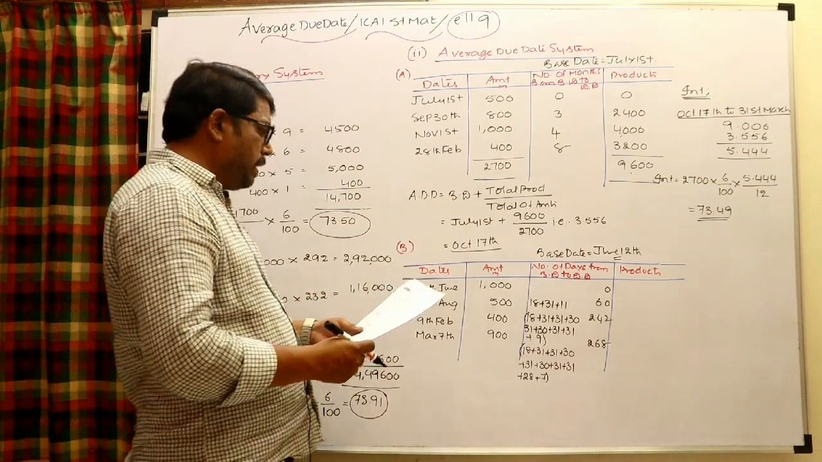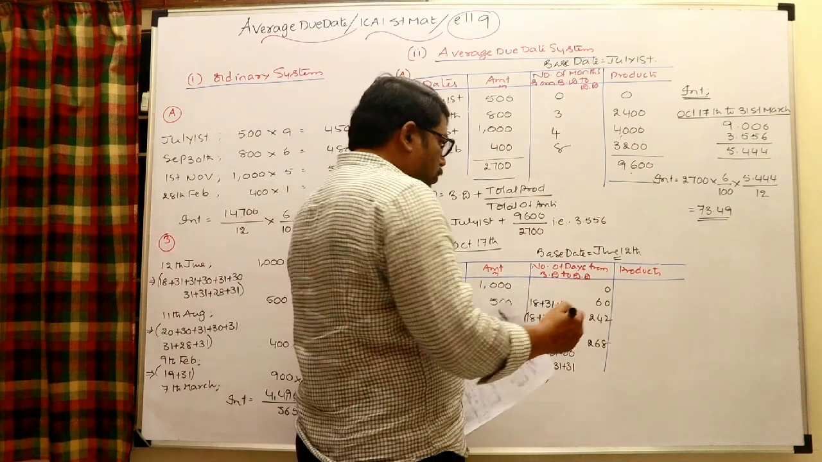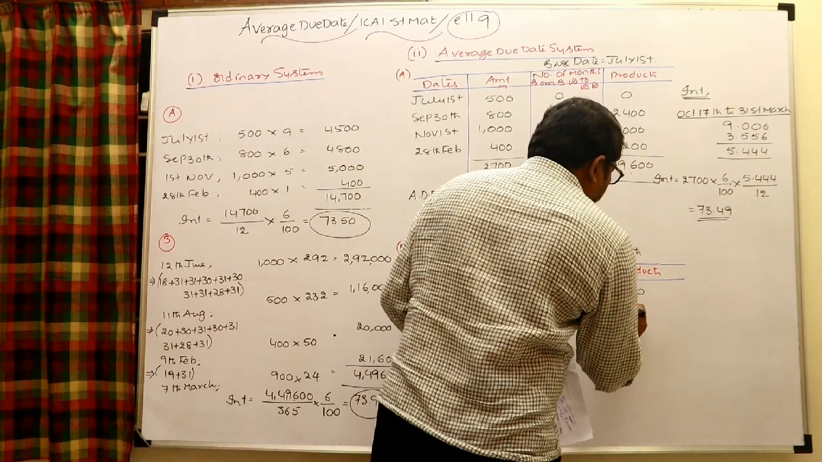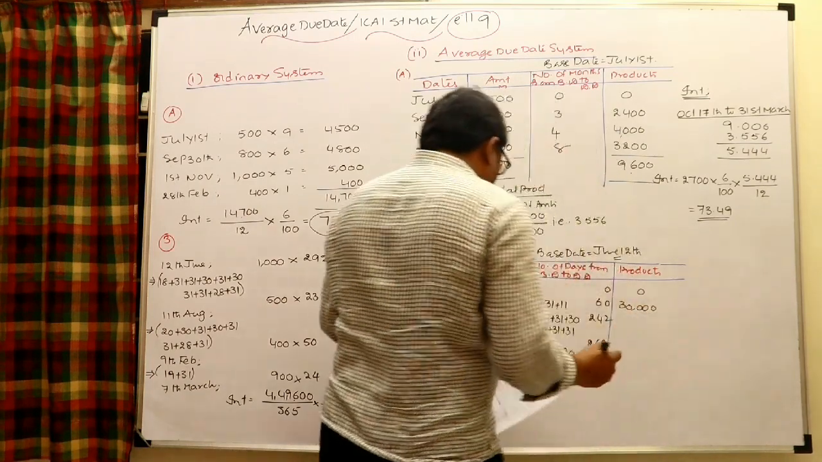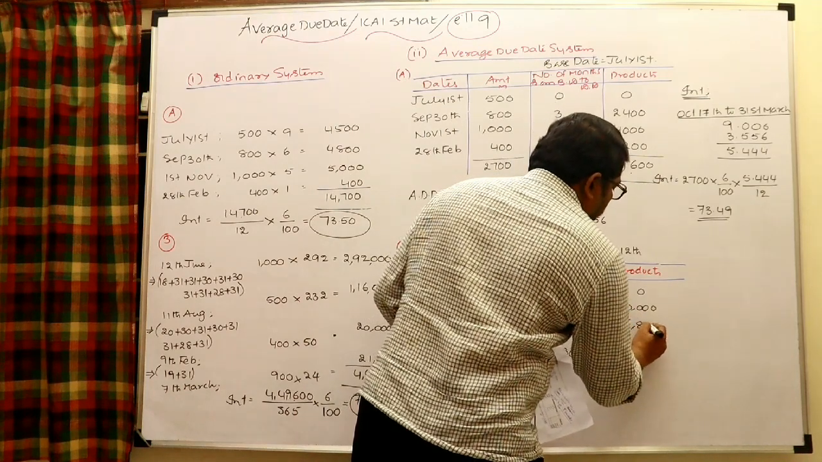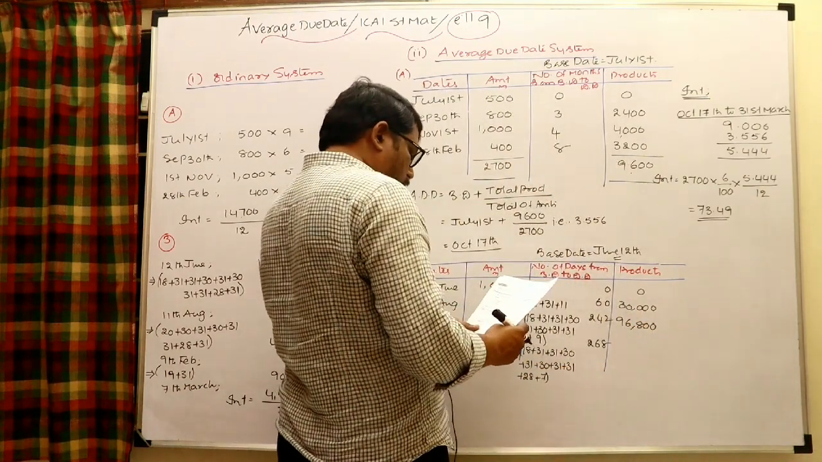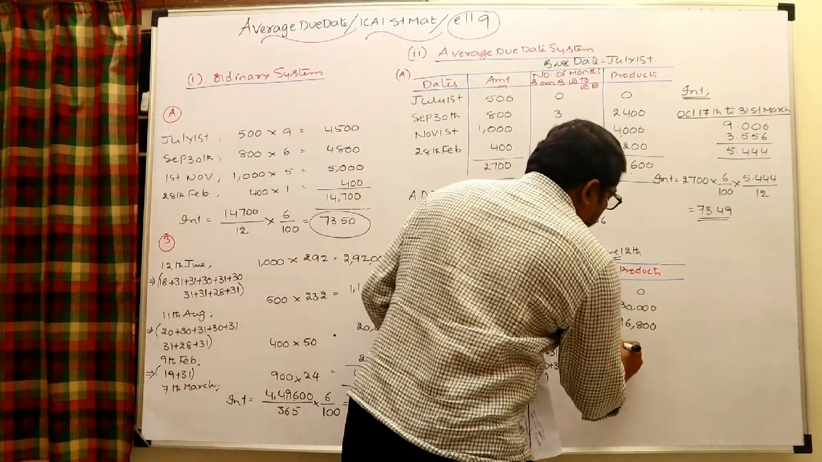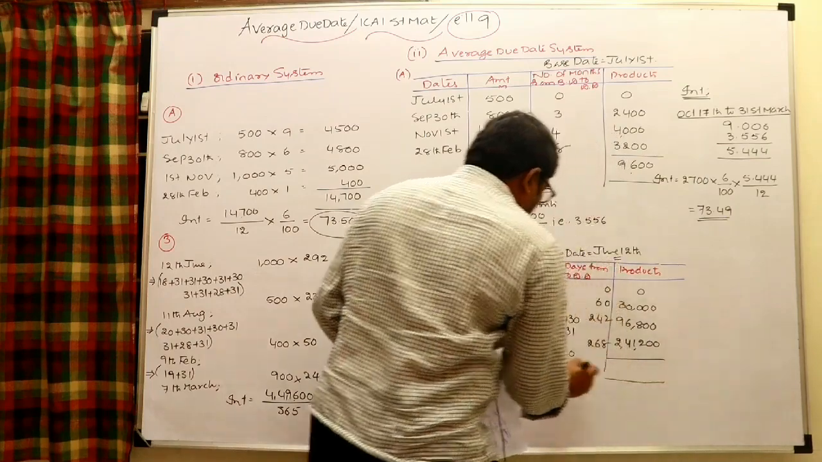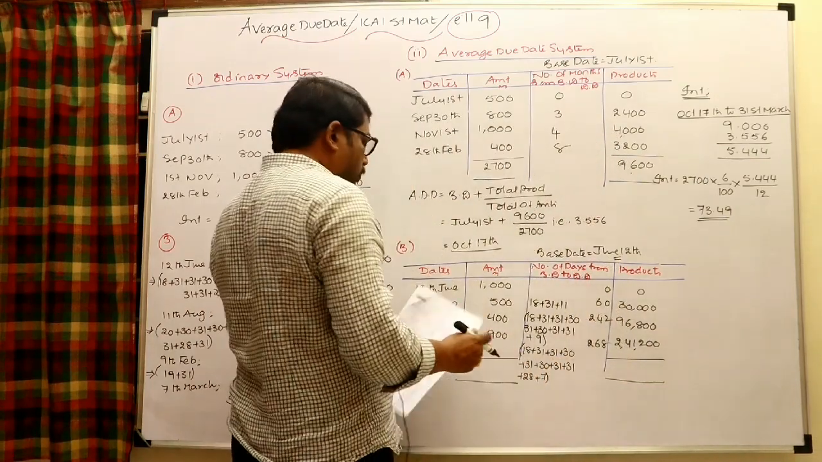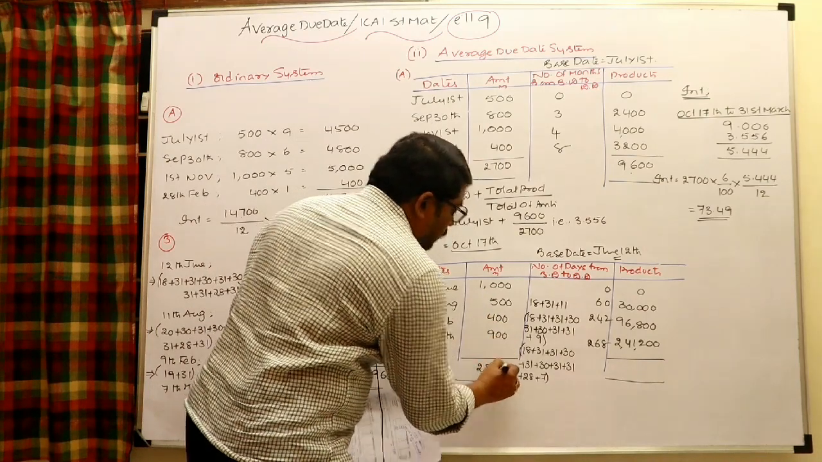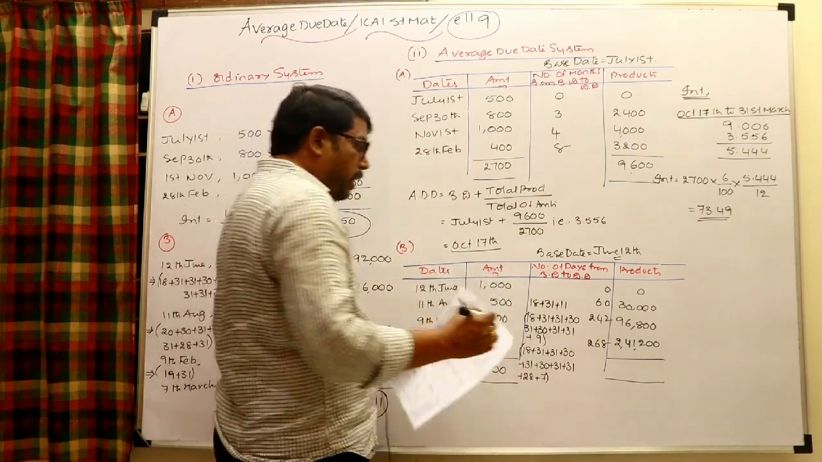Okay, and multiply and get the product. So 1000 into 0 is 0, 500 into 60 is 30,000, 400 into 242 is 96,800, 900 into 268 is 2,41,200. That's all, no more. Go for the total of amounts as well as the total of products. So the total of amounts is 2,800, and the total of products would be 3,68,000.